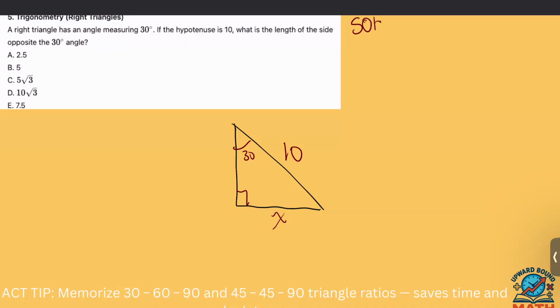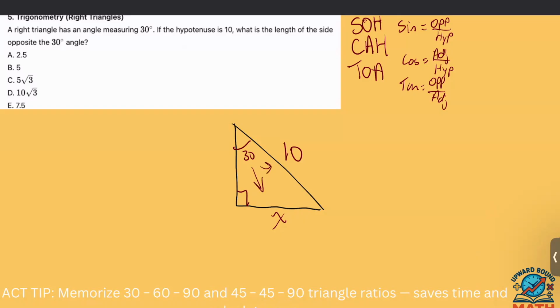Well, I know that trig facts tell me that sine equals opposite over hypotenuse. Cosine equals adjacent over hypotenuse. And tangent equals opposite over adjacent. What's great about this is you can use it very quickly to work in your favor. We're dealing with an opposite and a hypotenuse, so we know we're dealing with sine: sine 30, because we have a 30-degree angle, equals the opposite over the hypotenuse.